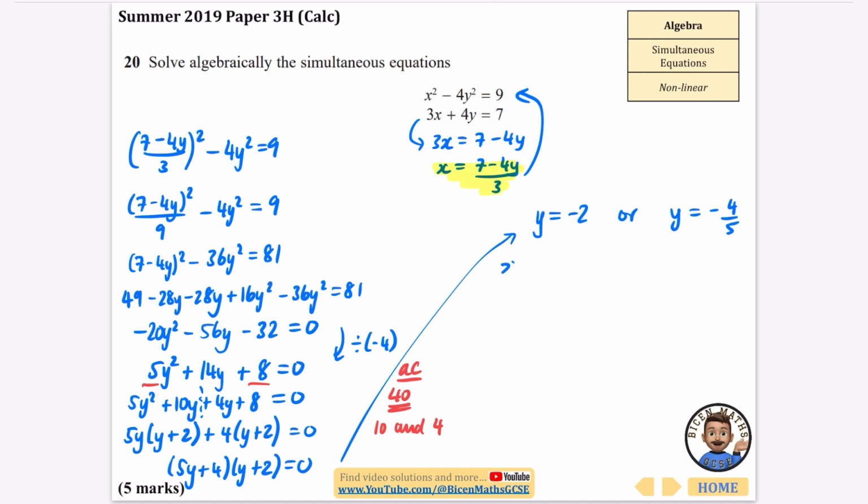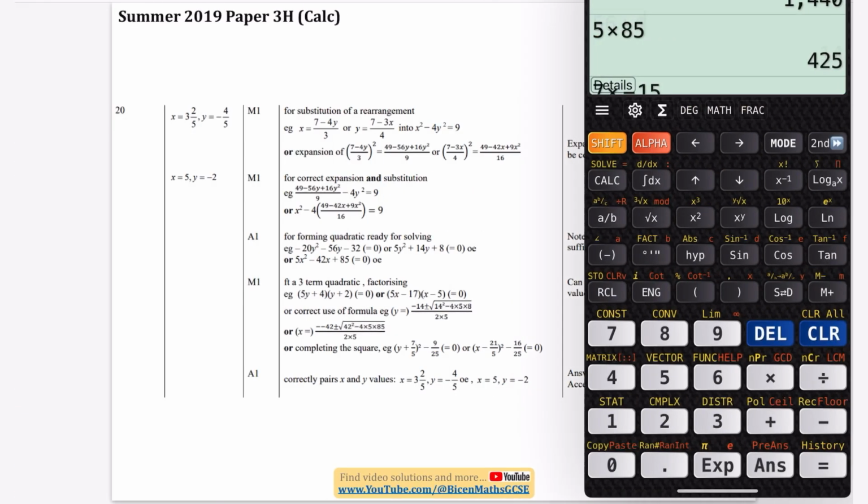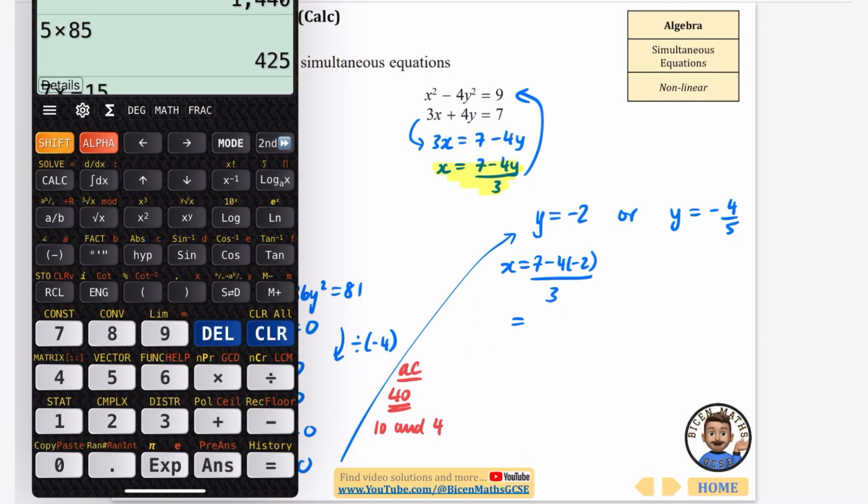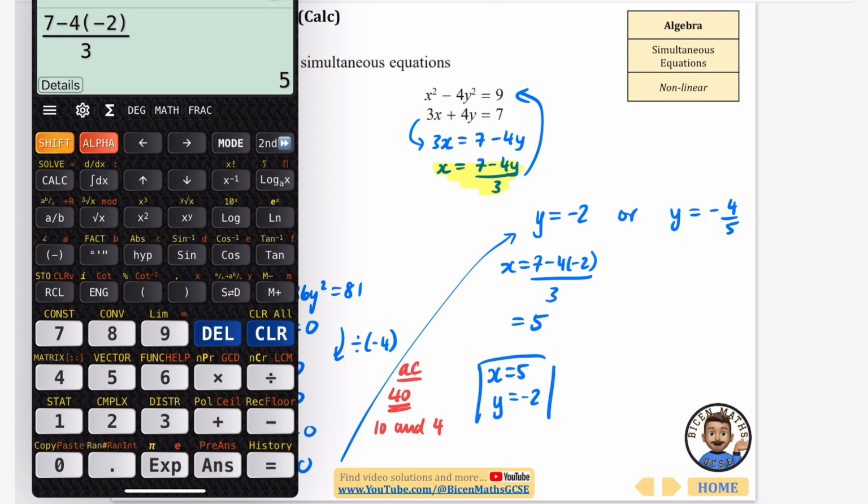So x is going to be equal to 7 minus 4 times minus 2, over 3. And I'm going to be lazy, and I'm just going to put this in the calculator. So we're going to do, let's do this as a fraction, 7 minus 4 brackets minus 2, it's doing the multiplication for us there, divided by 3, and x is 5. So we get x equals 5, y equals minus 2.